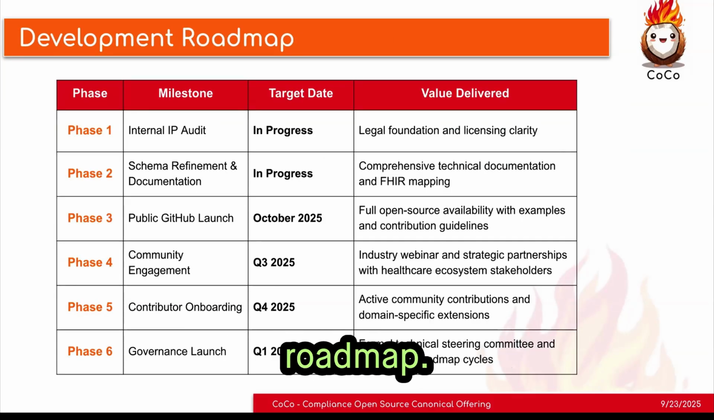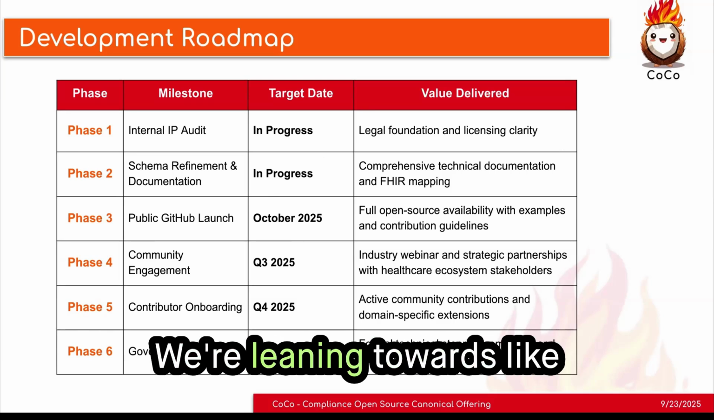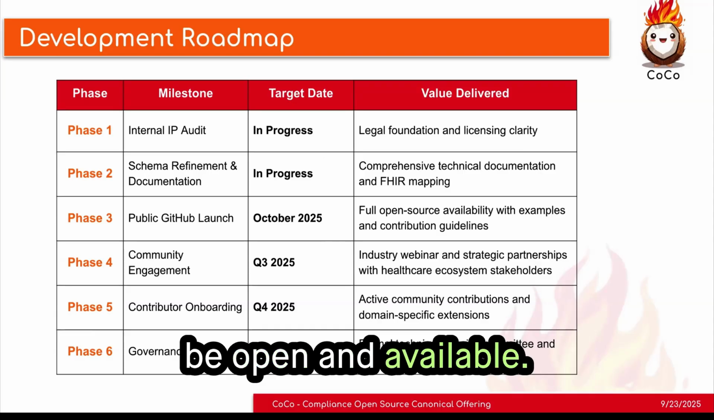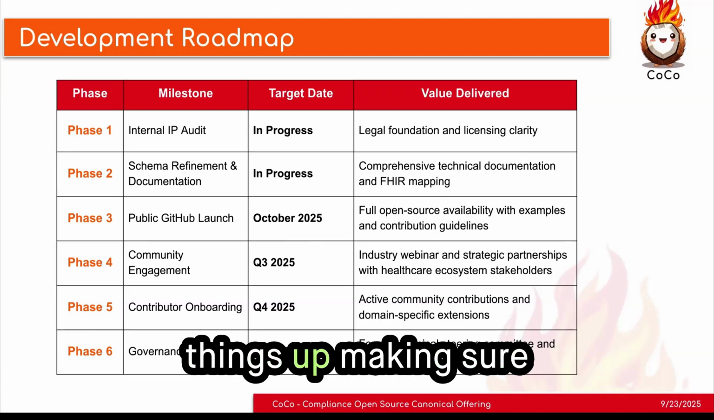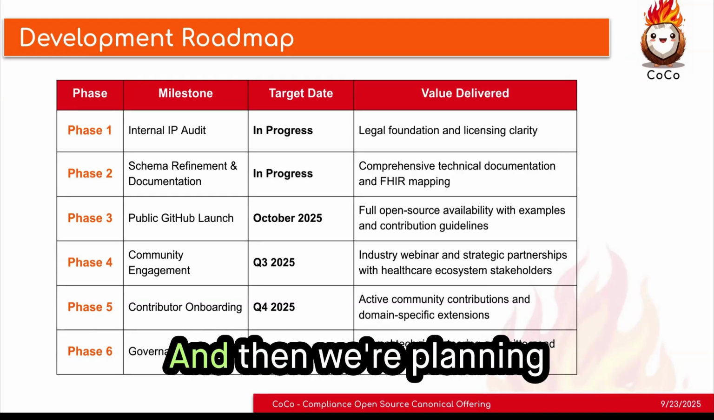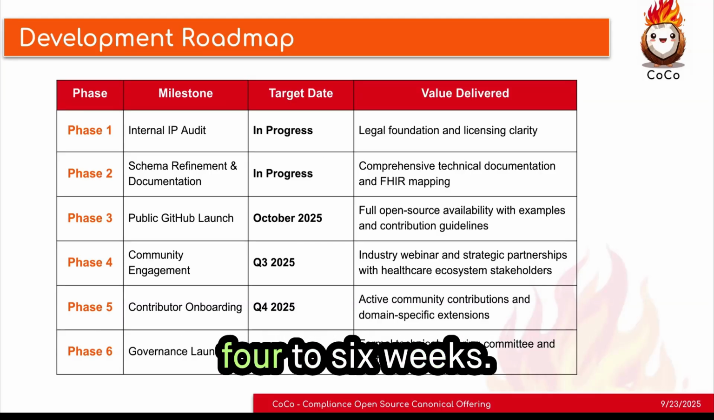Quick development roadmap. So we're looking at how we're going to license the IP. We're leaning towards an Apache 2.0 license. We really want this to be open and available. We're in the process of refining a lot of these canonicals, just cleaning things up, making sure they're up to date, finishing up the tooling that's built around them. And then we're planning for a public GitHub launch by next month. So in the next 4 to 6 weeks.